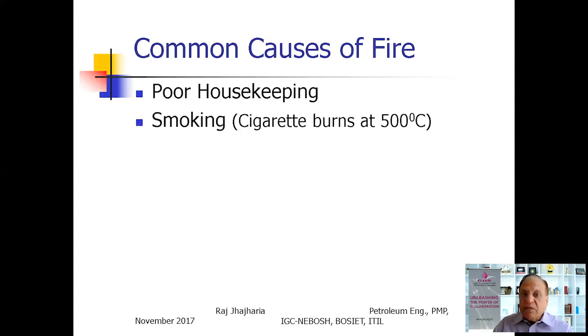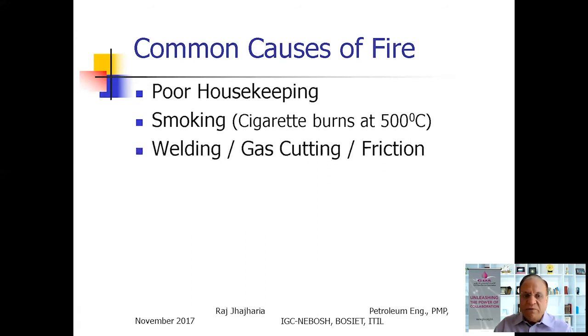Smoking. This has caused many fires in industry throughout history. And a cigarette, you would be surprised to know, burns at 500 degrees centigrade. We think that it is a simple cigarette. No, if you measure the temperature at the burning end of the cigarette, the temperature is 500 degrees. Imagine the heat it can provide.